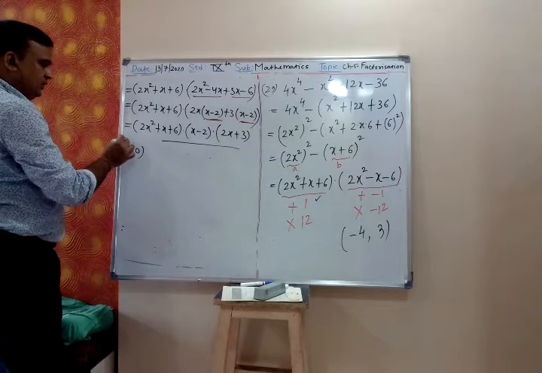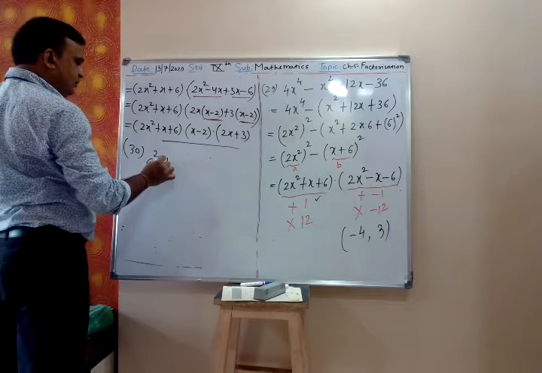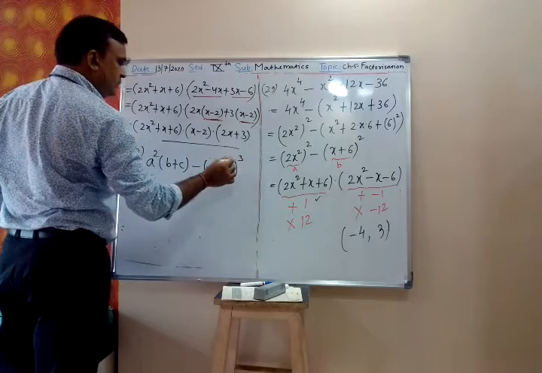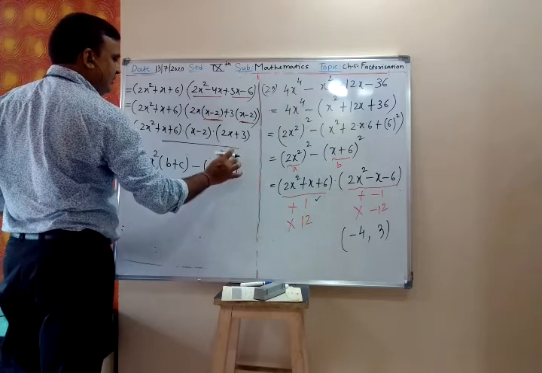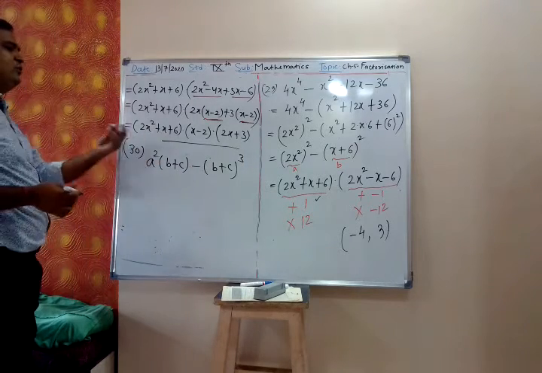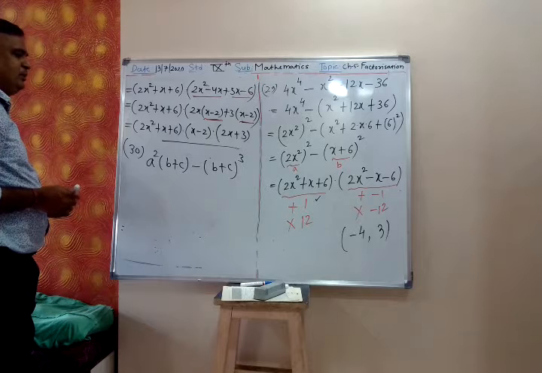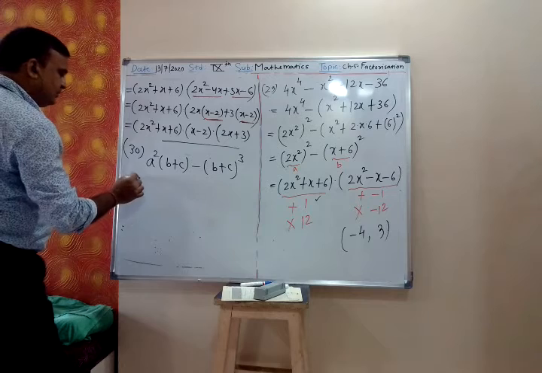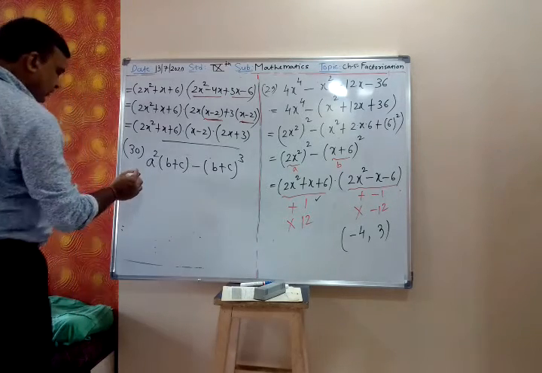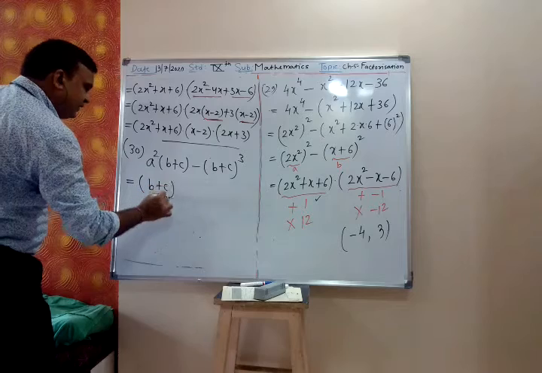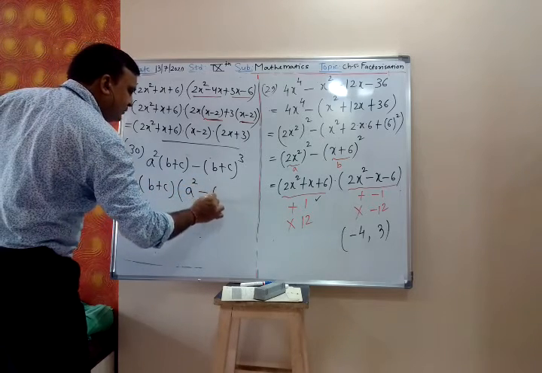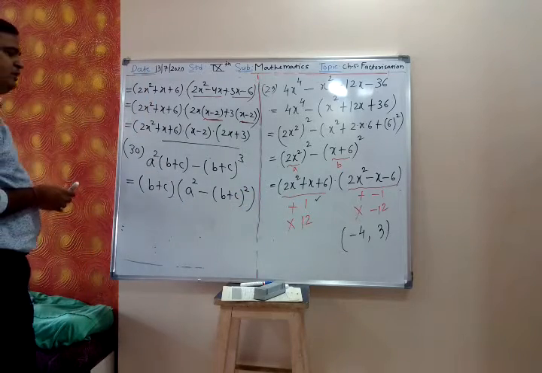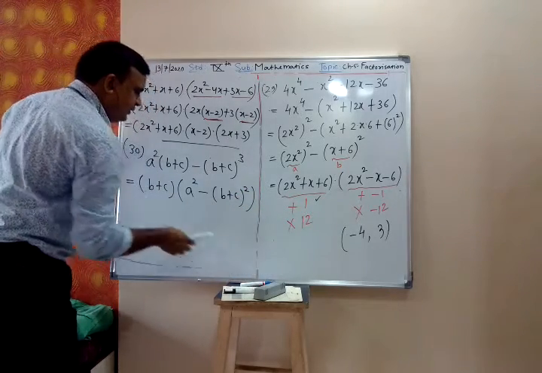Now question 30: a square into b plus c minus b plus c cube. Now this I am planning to give as homework, because you take b plus c common. Then what is left? A square minus b plus c whole square is left.